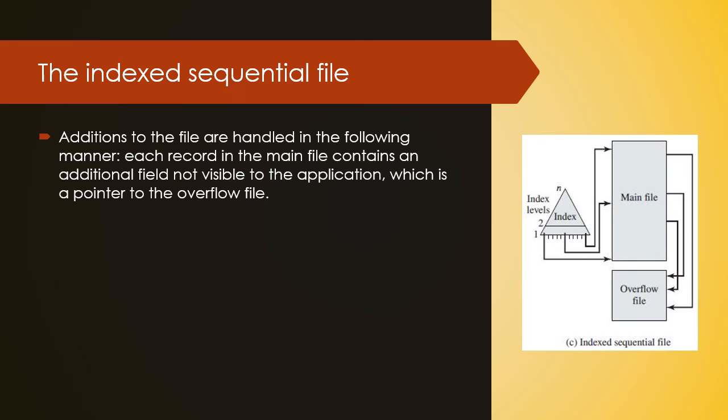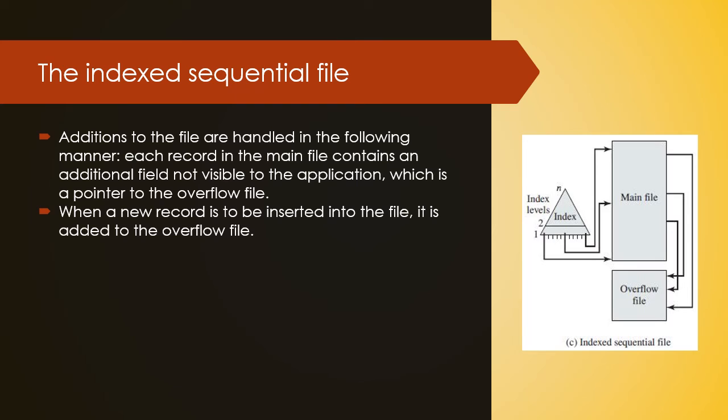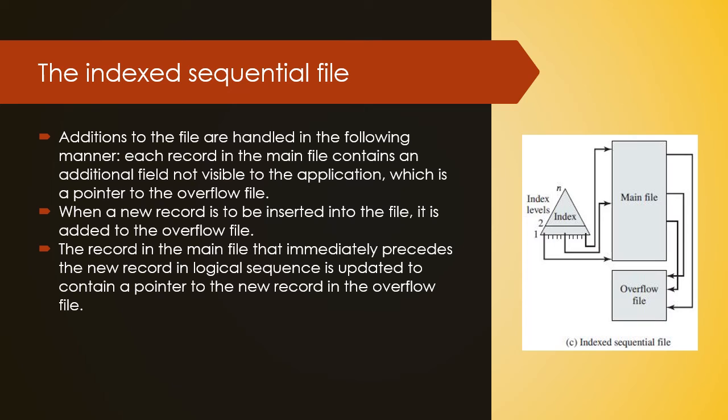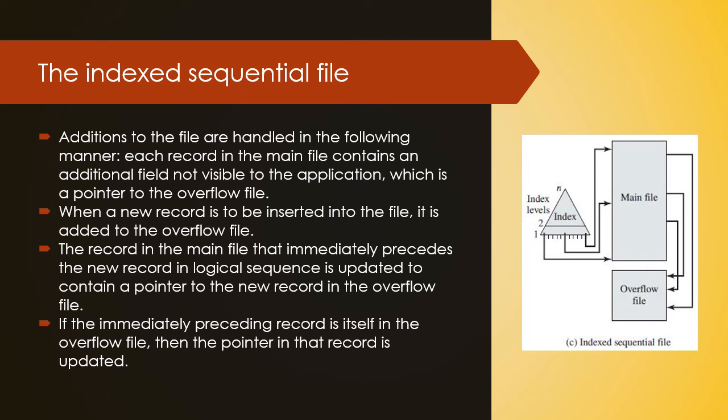Additions to the file are handled in the following manner. Each record in the main file contains an additional field not visible to the application, which is a pointer to the overflow file. When a new record is to be inserted into the file, it is added to the overflow file. The record in the main file that immediately precedes the new record in logical sequence is updated to contain a pointer to the new record in the overflow file. If the immediately preceding record is itself in the overflow file, then the pointer in that record is updated.